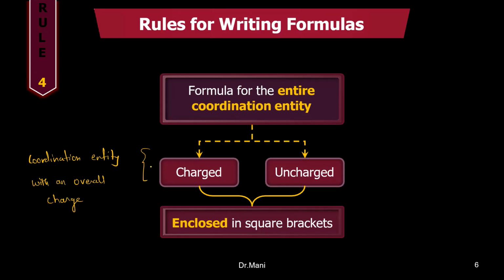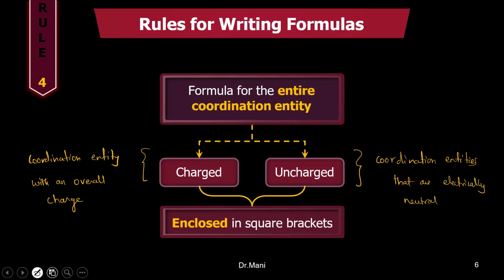And uncharged means the coordination entity with a neutral charge. That means all the ligands are balanced with neutrality, so there's no overall -1 or -2 on the coordination sphere. Coordination entities that are electrically neutral will also be given within the square brackets.